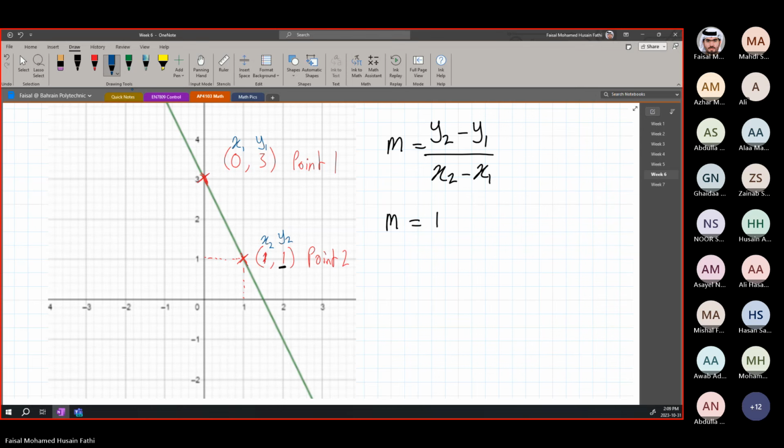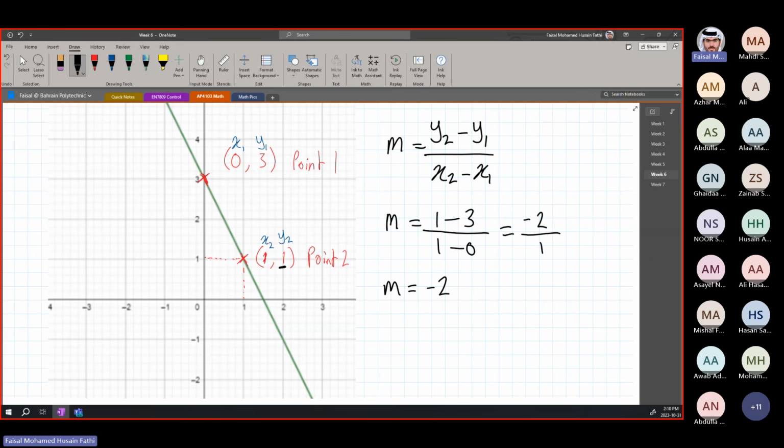Okay, this is x2, y2, x1, y1, and now you just plug into the equation. So 1 minus 3, divided by x2, which is 1, minus x1, which is 0. 1 minus 3 is minus 2, 1 minus 0 is 1, so the slope is minus 2. Now, we found the slope.